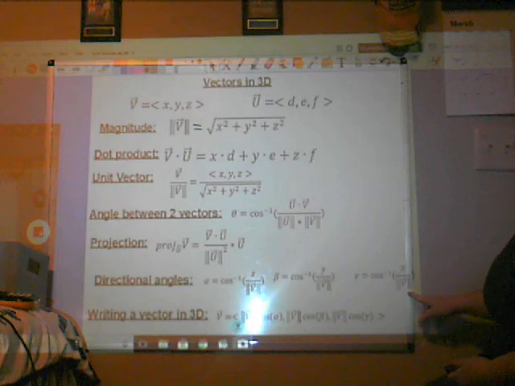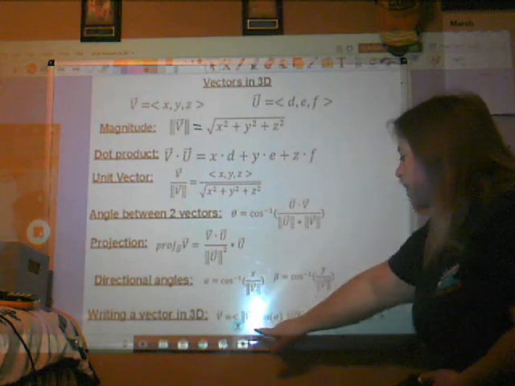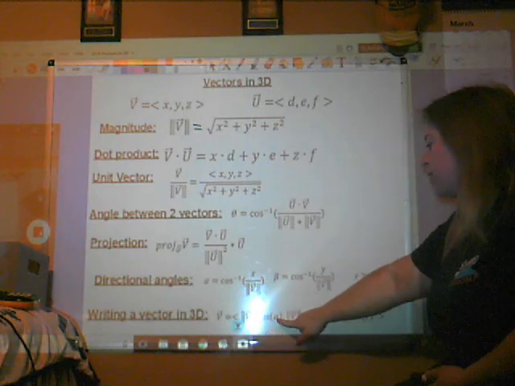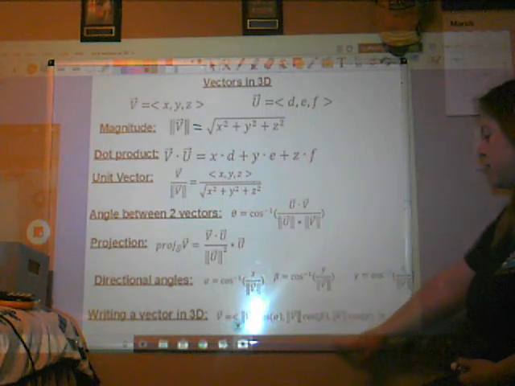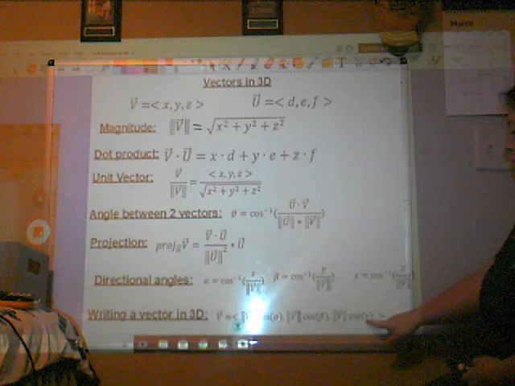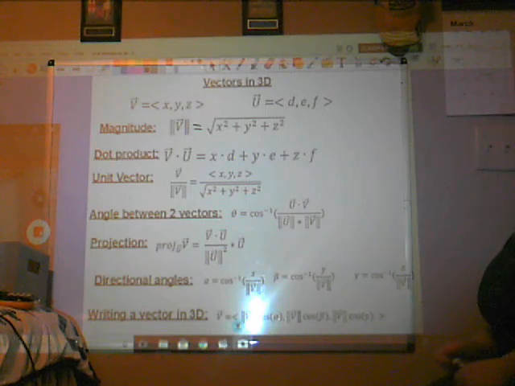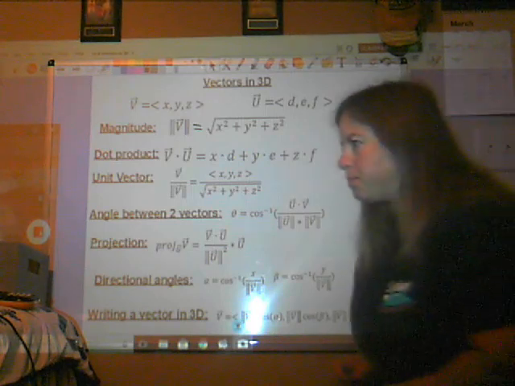Okay? So whenever you are writing a vector in 3D, you basically have the magnitude of your vector times the cosine of whatever alpha was. Then the magnitude of your vector times the cosine of beta, and the magnitude of your vector times the cosine of gamma. And we will talk about those here in just a second.